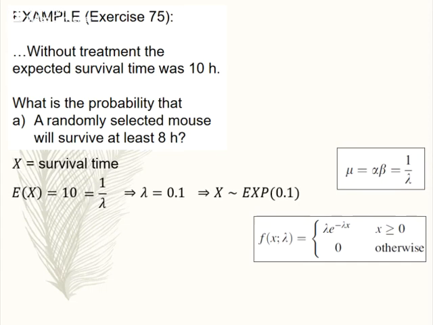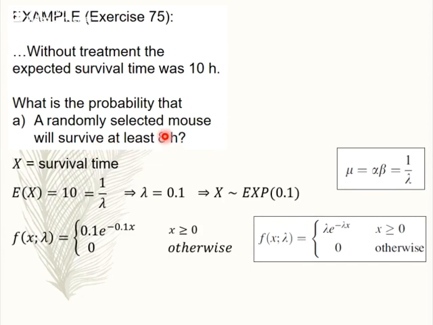Now the question is asking what is the probability that a randomly selected mouse will survive at least 8 hours? As I mentioned just now, there are no tables for this process. So you need to find the PDF and then integrate, finding the area under the graph. This is your PDF, which you will be given in your formula sheet. The parameter is 0.1, so everywhere you have lambda, you put 0.1, and this is what you should end up with.